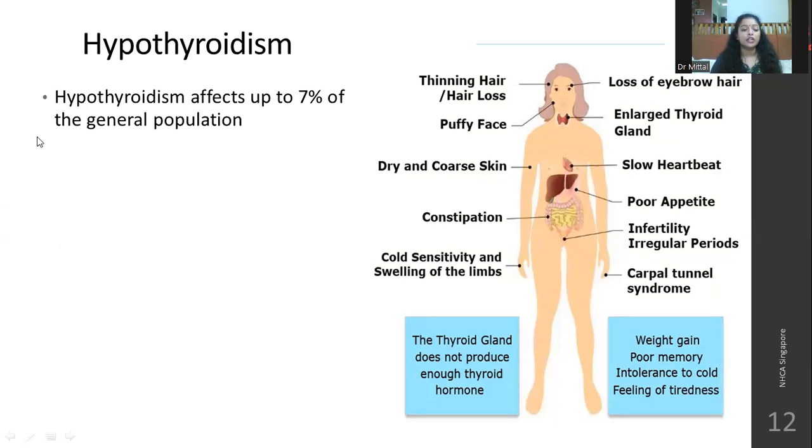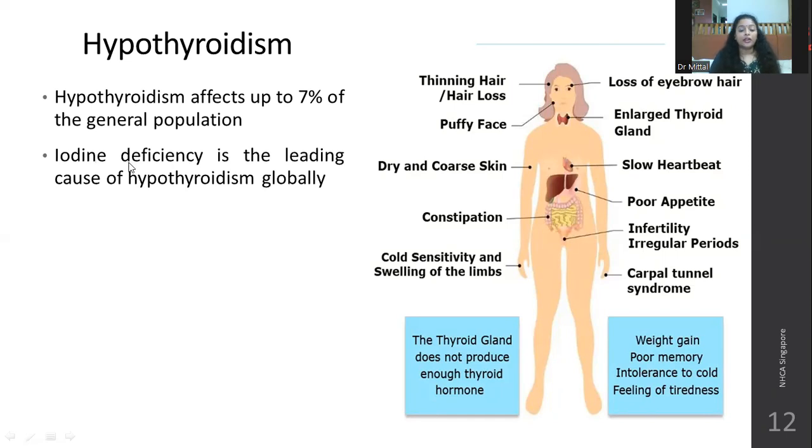It affects 7% of the general population worldwide. Iodine deficiency is one of the leading causes of hypothyroidism globally, specifically because of the rate of iodine deficiency seen in underdeveloped countries.